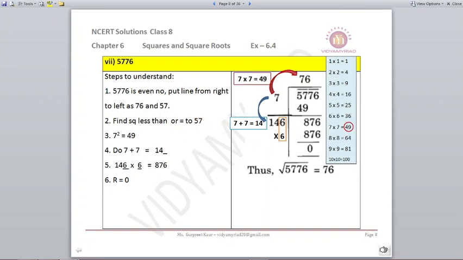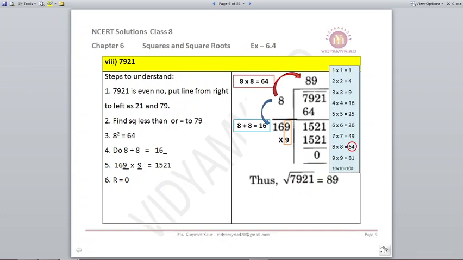Next, 5776. So 57 one pair, 76 another pair. Nearby 57 I have 49. 7 sevens are 49, and 7 plus 7 is 14. So 57 minus 49, it will give me 8, and bring down 76. So 876 is the number I have to find. 6 at the end. So that is probable 14. 6 multiply by 6, 6 is 36, and total you get 876. So square root of 5776 is 76.